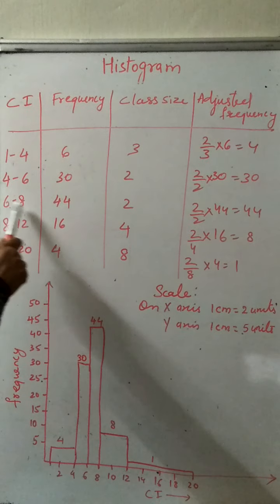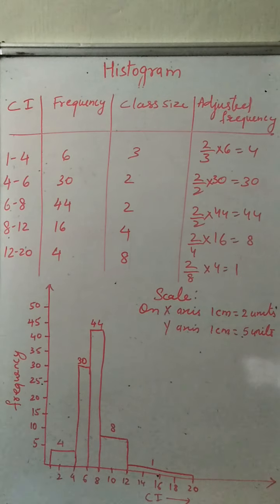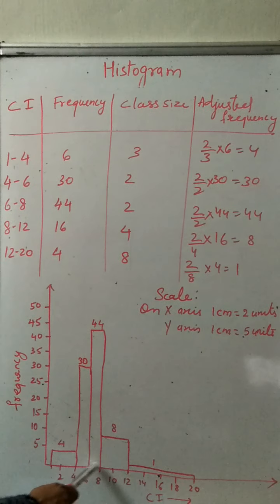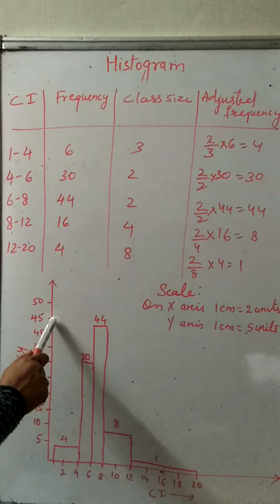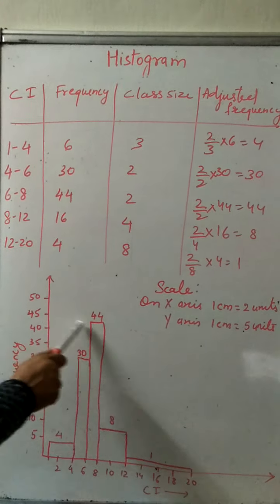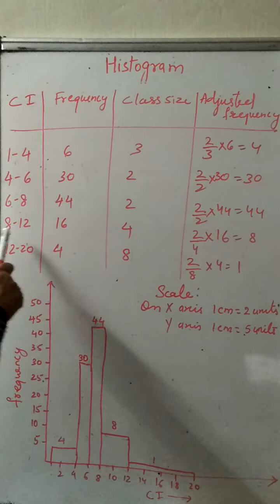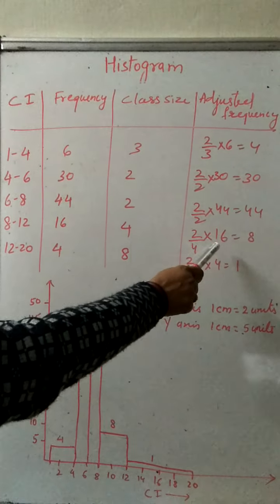Thereafter from 6 to 8 frequency is 44. So from 6 to 8 it is 44, which is a little bit less than 45. So here it is. And then from 8 to 12 frequency is 8.